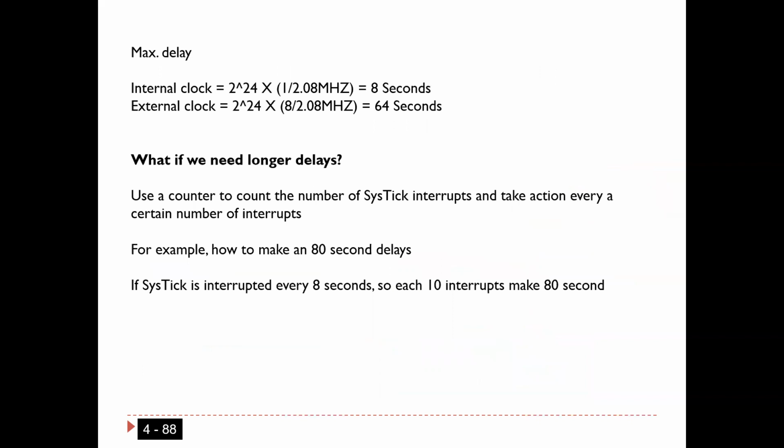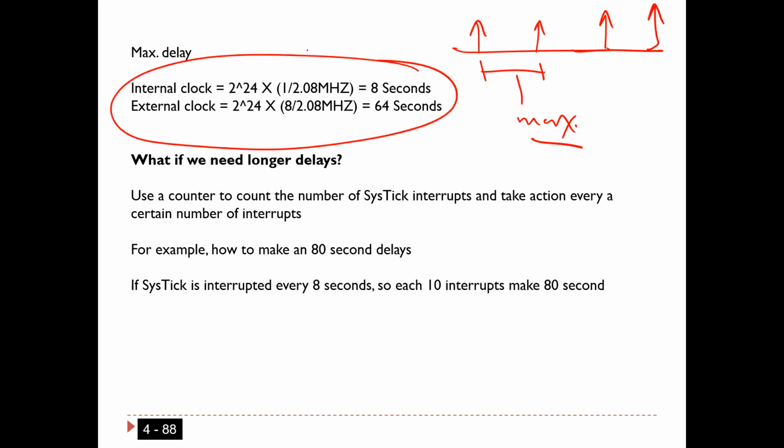Last time I explained this SysTick, I told you this one can be used to generate periodic interrupts. I'm also going to explain the timer. This timer can also be used to generate periodic interrupts. Also, I told you that for these periodic interrupts, you have a maximum time. We calculated this maximum time last time, and I told you if you use the internal clock, this maximum time is going to be 8 seconds. If you use an external clock, it's going to be 64 seconds. That means you cannot have interrupts more than 8 seconds apart.